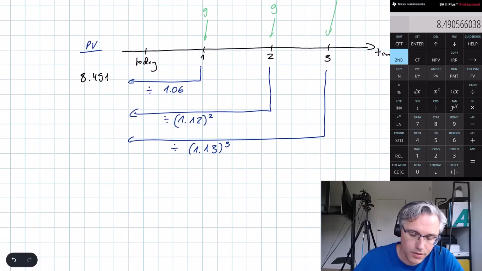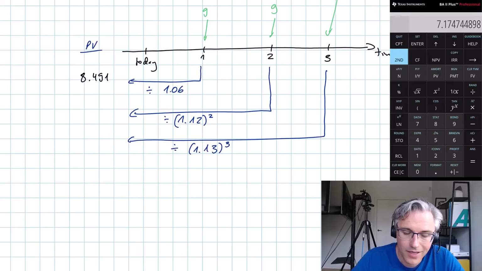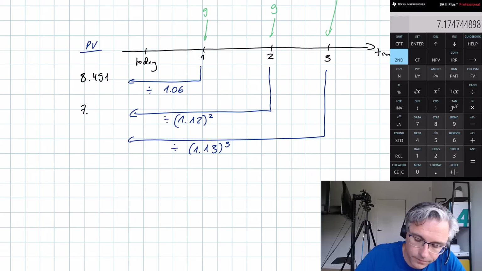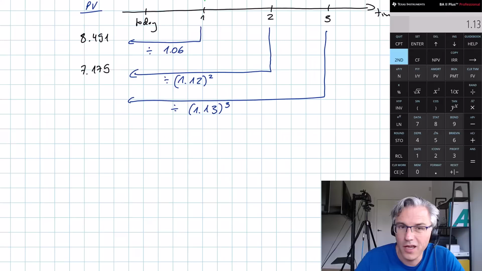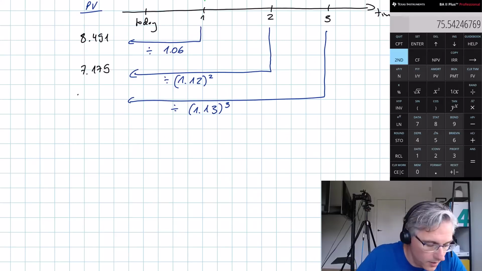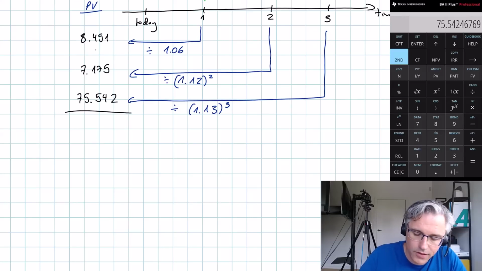Now the second one is 9 divided by 1.12 squared. That's giving me a result of 7.175. Writing that one down. And for the third one, it's a much bigger cash flow. 109 divided by 1.13 to the power of 3, so I need to press the Y to the power of X button followed by 3 equals, and that gives a big whopping 75.542.